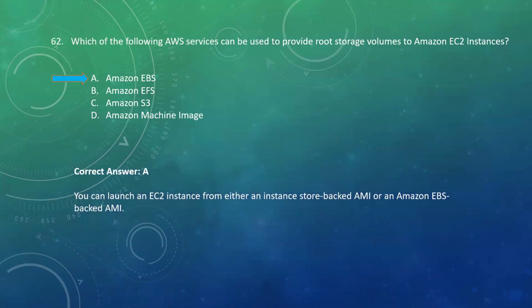You can launch an EC2 instance from either an instance store backed AMI or an Amazon EBS backed AMI. The major difference between the two types is that any data on the instance store volume persists only as long as the instance is running, and this data is deleted when the instance is terminated. Whereas an Amazon EBS backed instance can be stopped and later restarted without affecting data stored in the attached volumes.